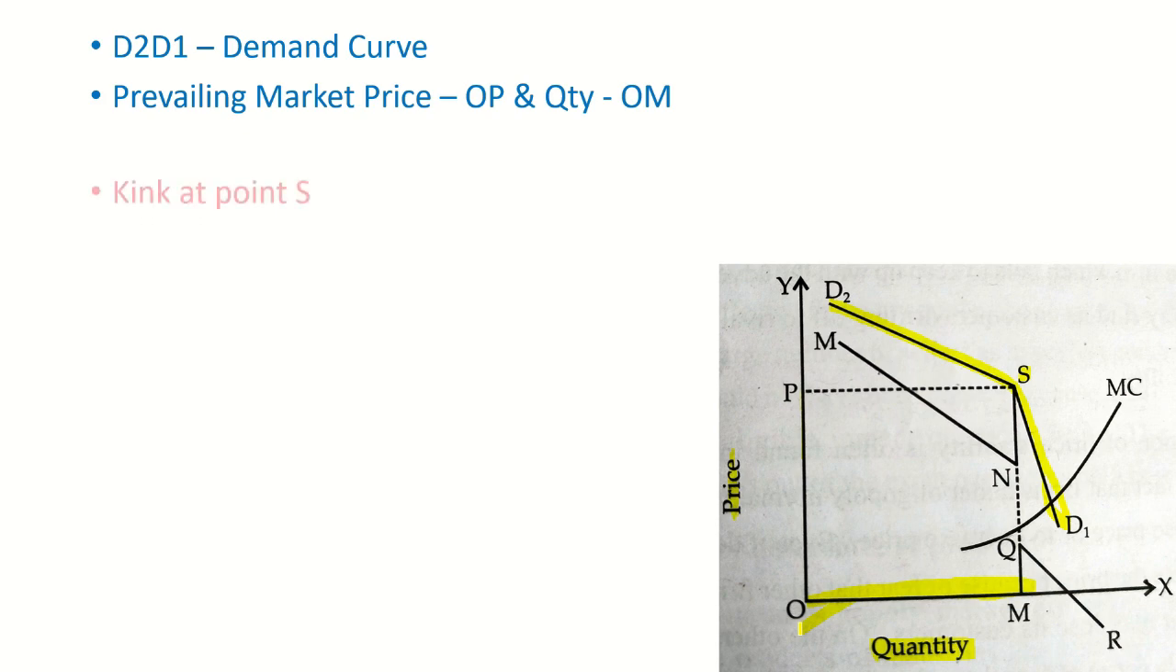Okay, so next, we can see, as we already explained, there is a kink at the point S. This portion, D2S, is more elastic. We had seen the kink will divide the demand curve into two, that is D2S and D1S. The demand curve is divided into two, D2S and D1S. And the D2S, the upper portion, is more elastic. We know the reasons.